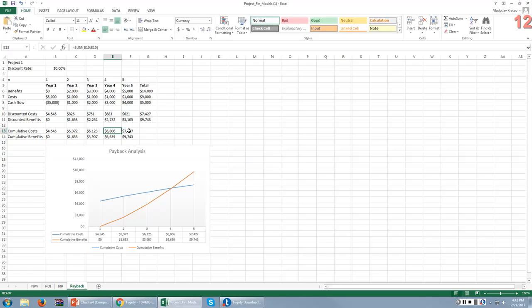Okay, so you bring everything to this common present value denominator. And you're doing the same thing with benefits. And then you plot those two lines. So this orange line shows cumulative benefits, and this blue line shows cumulative costs. So this is the overlap.